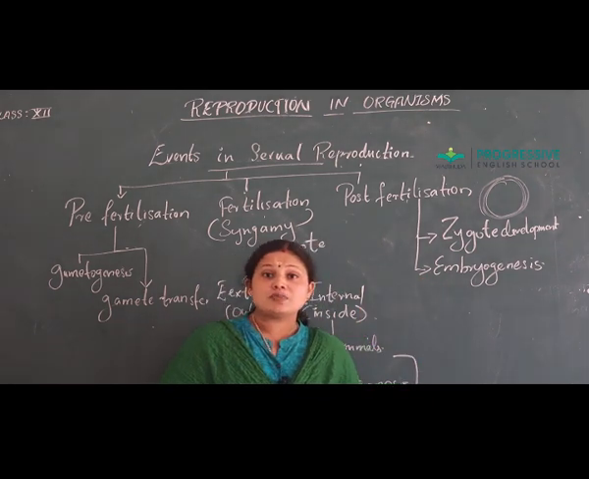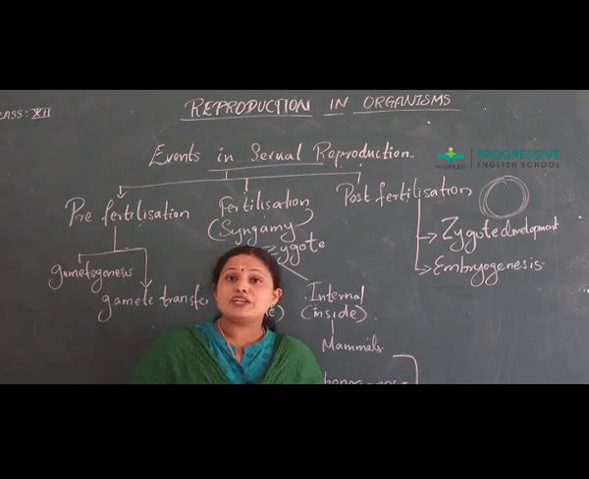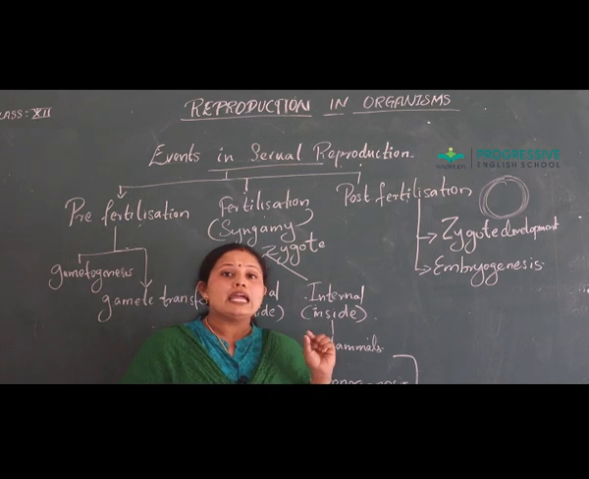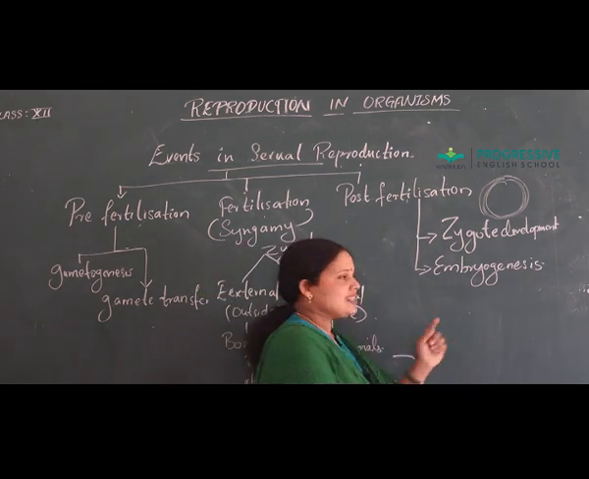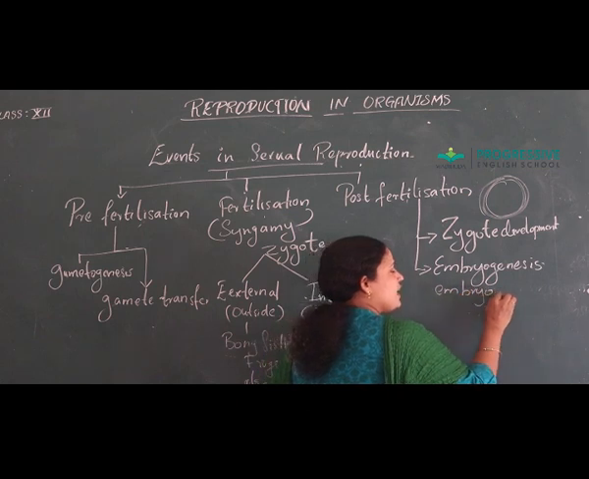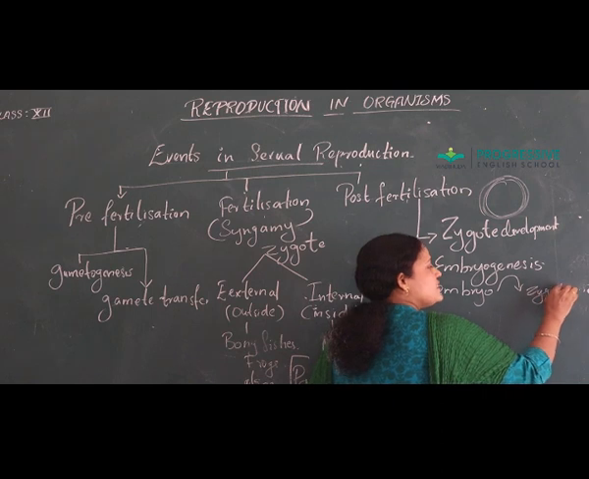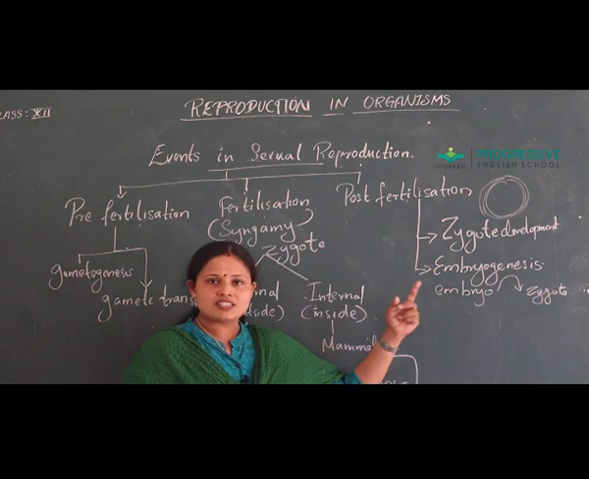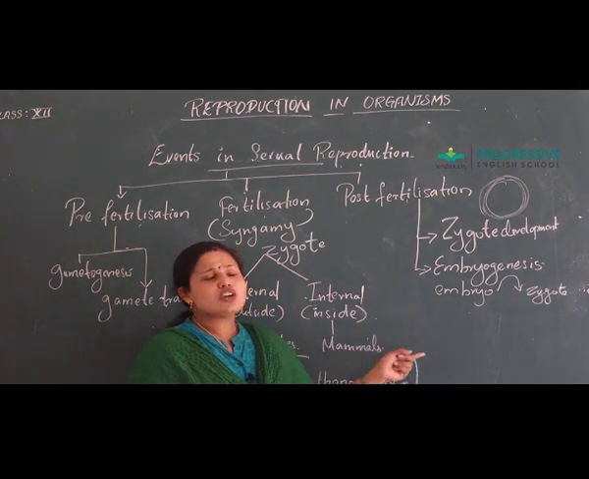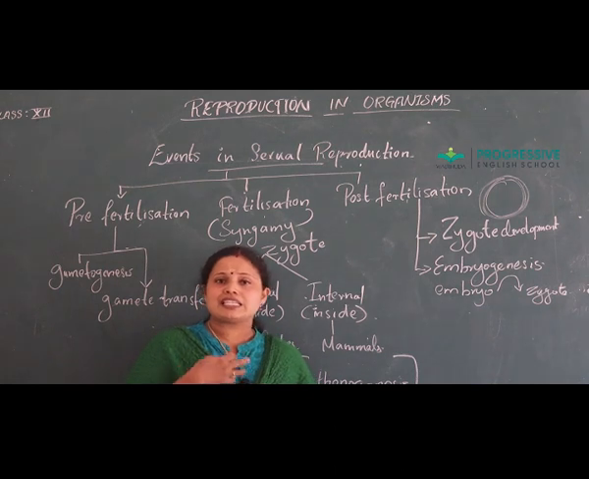Embryogenesis means what? The process of development of embryo from zygote is called embryogenesis. That is development of embryo from zygote is known as embryogenesis. Is that clear?